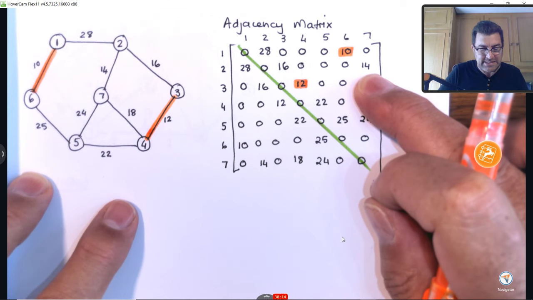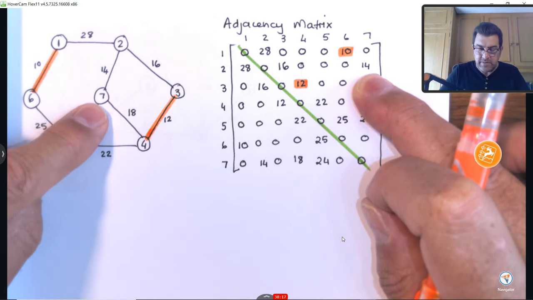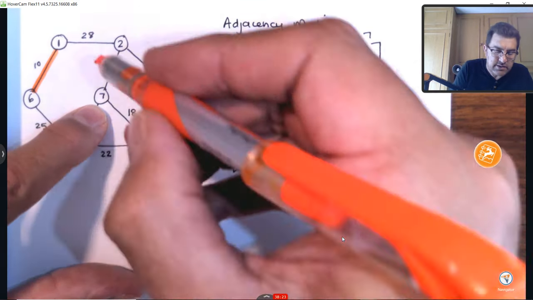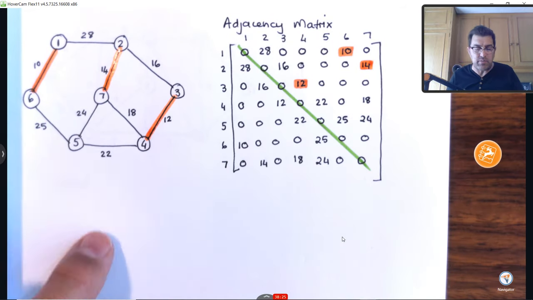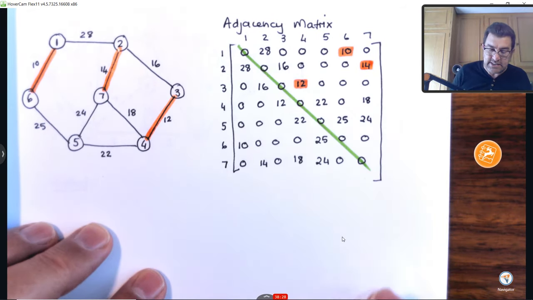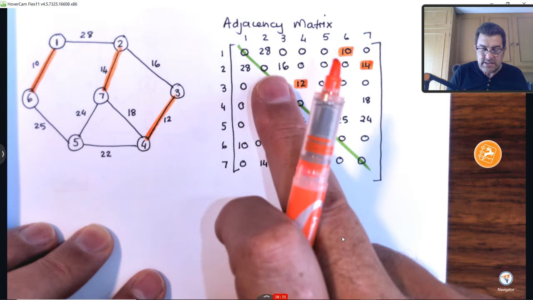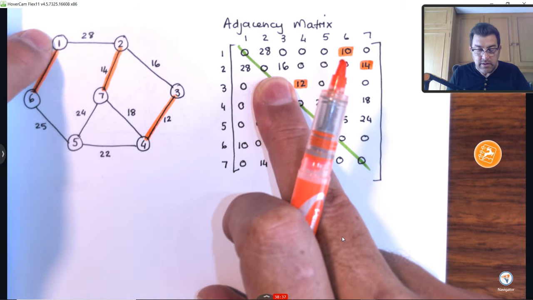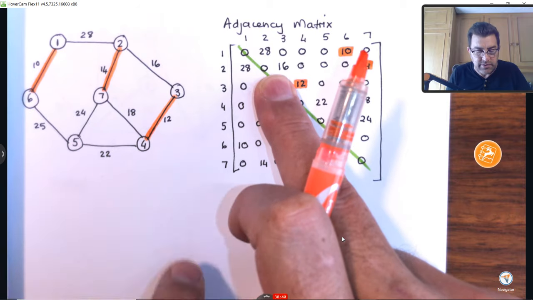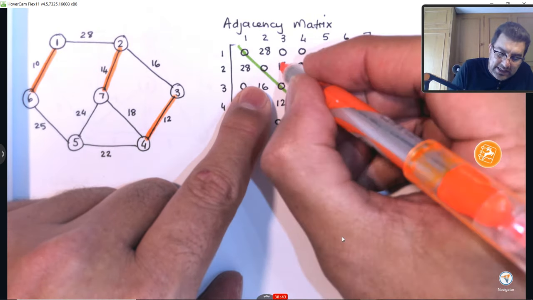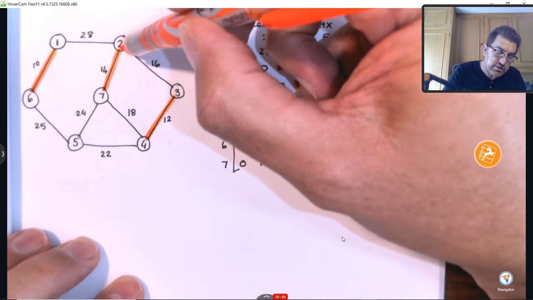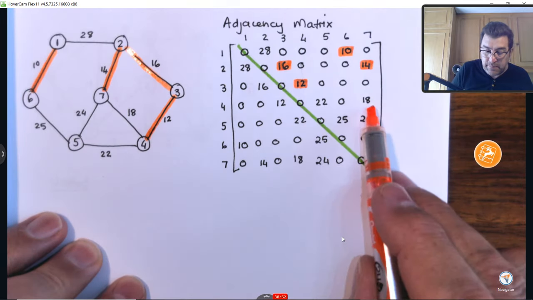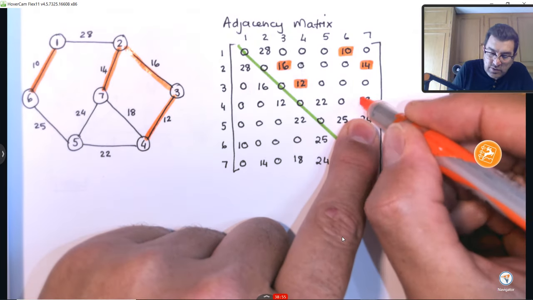14 connects 2 and 7 over here. That's the next highest number, 14. It connects 2 and 7. So I'm happy with that one. The very next number is 16. Now 16 connects 1 and 3. Sorry, 16 connects 2 and 3. So if I choose to use 16, 16 connects 2 and 3. Now the very next number is 18, which is this one over here.